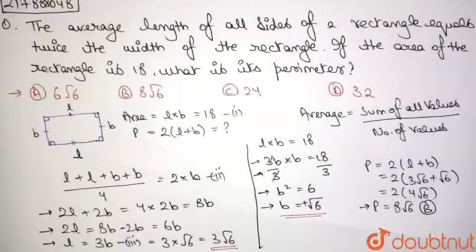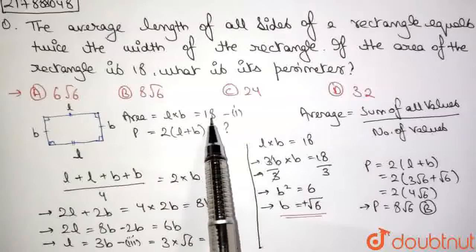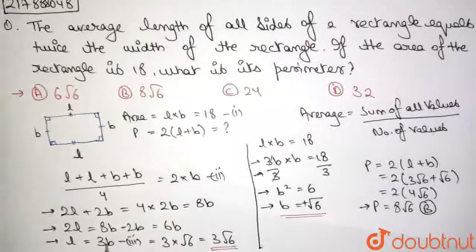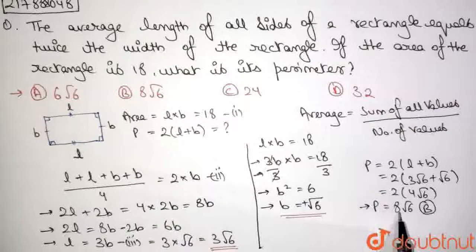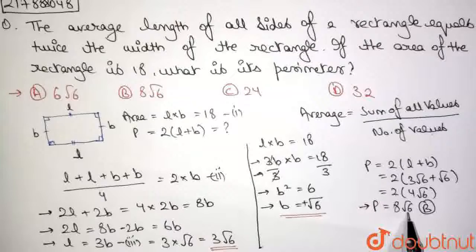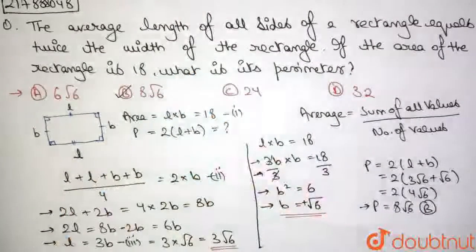So we say that the correct answer for this particular question, or the perimeter of that particular rectangle, where the area is 18 and length is 3 times of breadth, there the perimeter is 8 root 6 units, right? Correct answer is option B, which is 8 root 6.